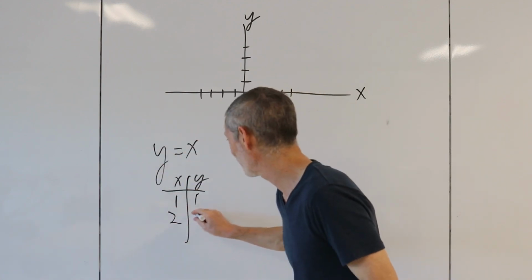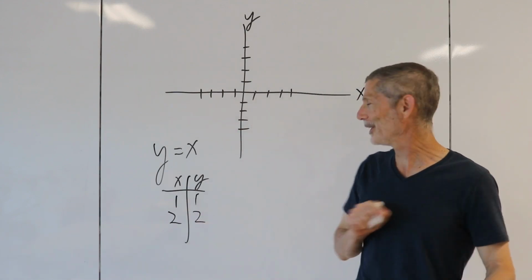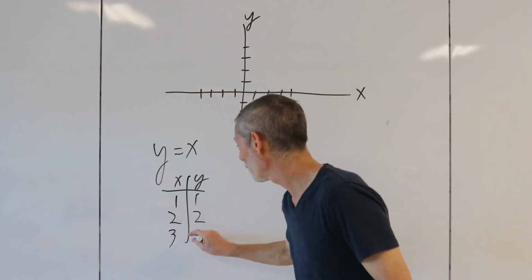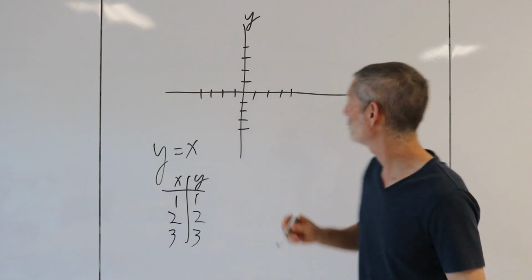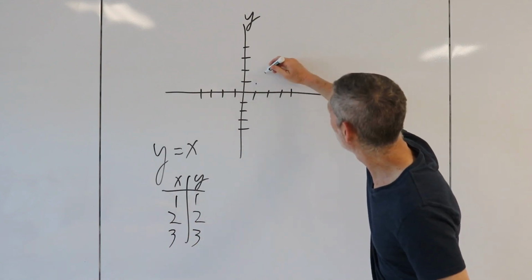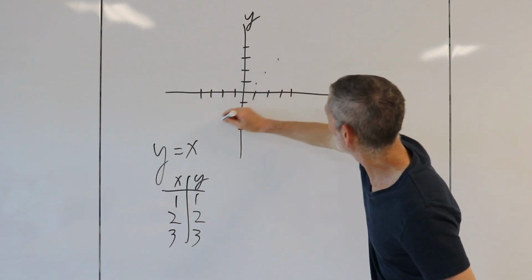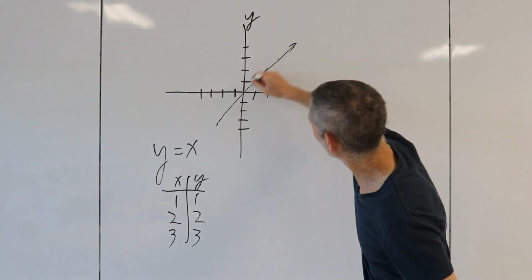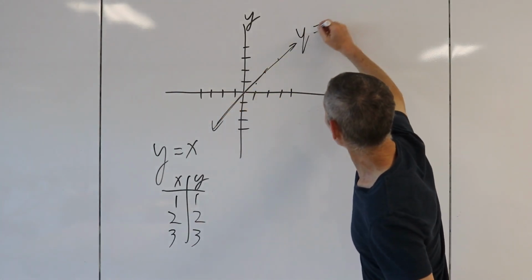I think you see what's going on here. Can I use a calculator for this? No, I don't think you need a calculator. 2, 2, 3, 3, x and y are the same. So of course, 1, 1, 2, 2, 3, 3. This is my line right here. Oh, I missed a point. That's my line, y equals x.